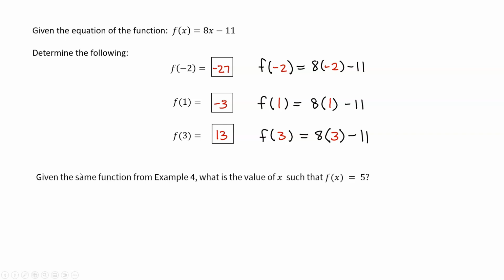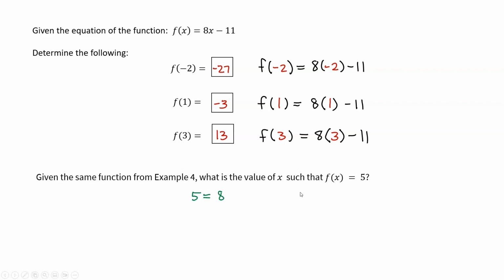As far as the next one, given, for example, 4, what's the value of x such that f of x equals 5? It's kind of the same question as before when you had situations where you were given the value of y and asked to find the value of x that produces it. Same thing here. You know that f of x equals 8x minus 11. You don't know what the x value is, but you know that this side is 5.